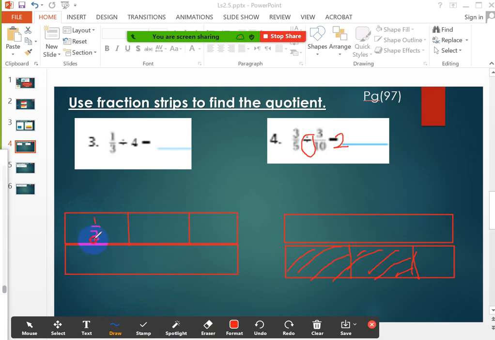I want to divide 1 over 3 into 4 equal parts. I want to divide each 1 over 3 into 4 equal parts. That means I will divide this one into 4 equal parts. Let's divide. This is 4 equal parts. Also, I have to divide each 1 over 3 into 4 equal parts. Also, this one, I have to divide it into 4 equal parts.